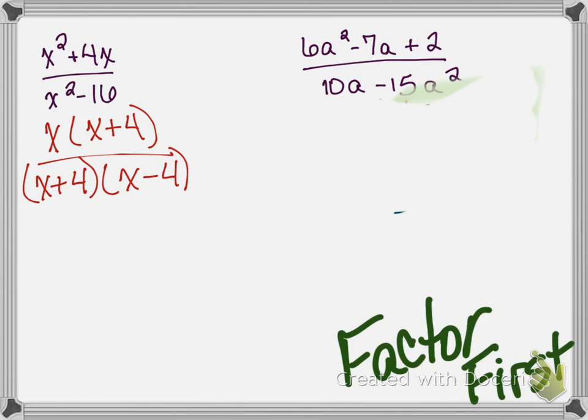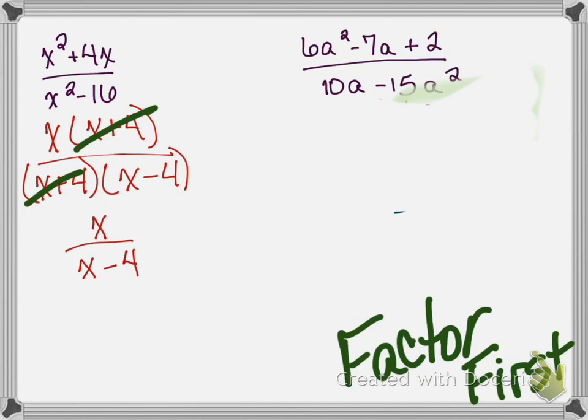I can cancel that out. The entire binomial has to be exactly the same. So I am going to cancel my two x plus 4s. I'm left with x over x minus 4.